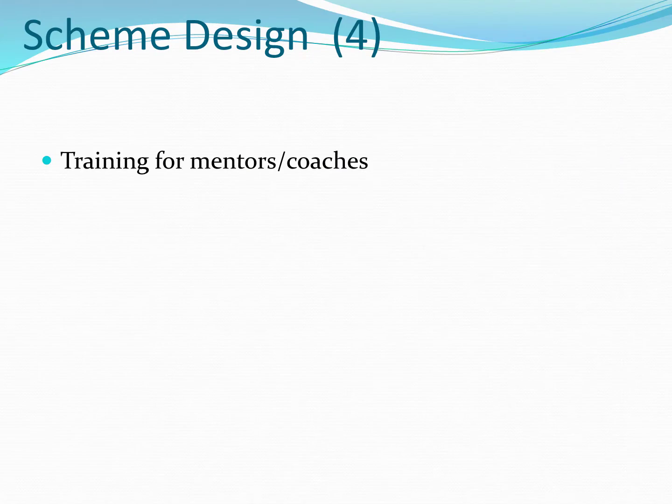This is Scheme Design Part 4. So in this session, we're going to be thinking about training of mentors and coaches.